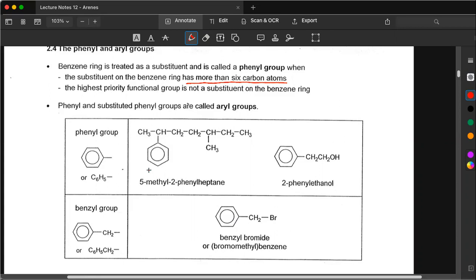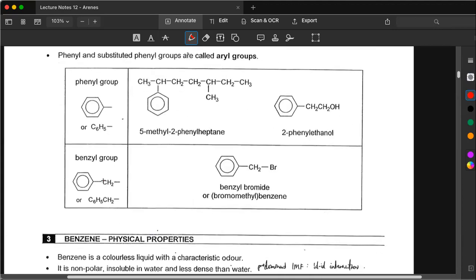Methyl comes before phenyl due to alphabetical order, but for the numbering, we follow the lower number. This is 2. This is 5. Then we have this one, 2-phenylethanol. Okay. We have the benzyl group, then we call it benzyl bromide, or bromomethylbenzene also can. Both are accepted actually.